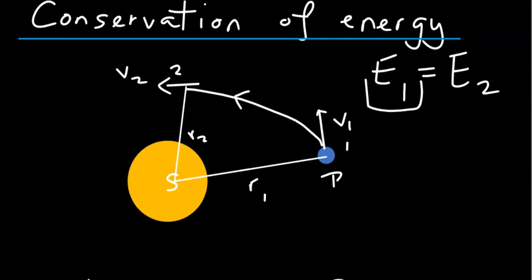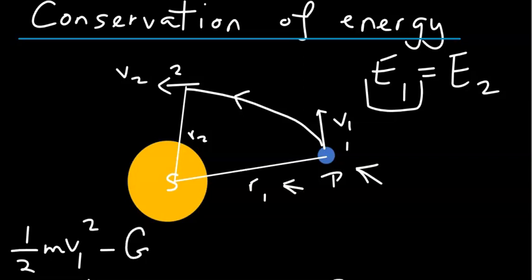Let's calculate E1. E1 is a sum of two forms of energy: kinetic energy and potential energy. The kinetic energy is half times the mass of the planet. Let's call the mass of the planet little m. And the speed there is v1, so v1 squared. The gravitational potential energy of the planet at that location is minus G, the product of the mass of the planet and the mass of the sun, capital M, over r1.